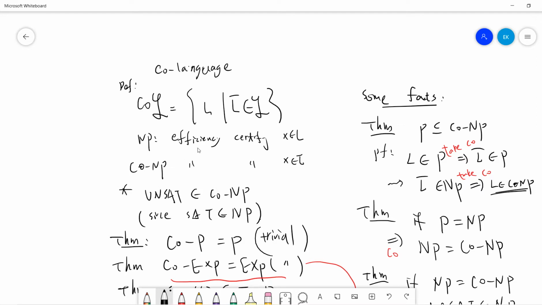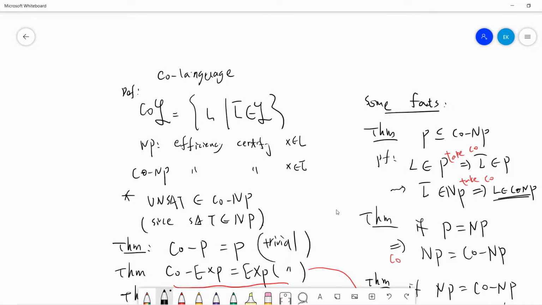For example, NP means that one can efficiently certify whether X belongs to L. This is non-deterministic polynomial time. Basically, if you have a problem L and some input X, then you can quickly check whether L of X is true. Co-NP means that one can efficiently certify that L of X is false. So you can easily check whether X belongs to the negation of L.